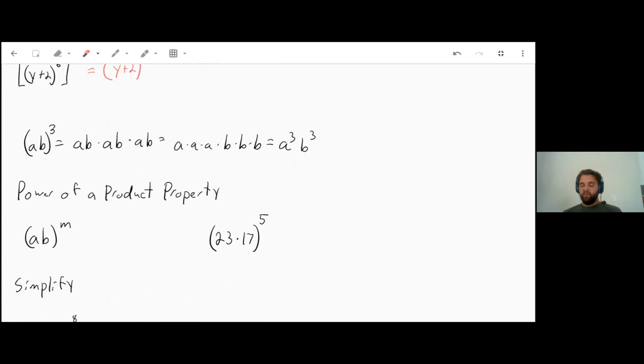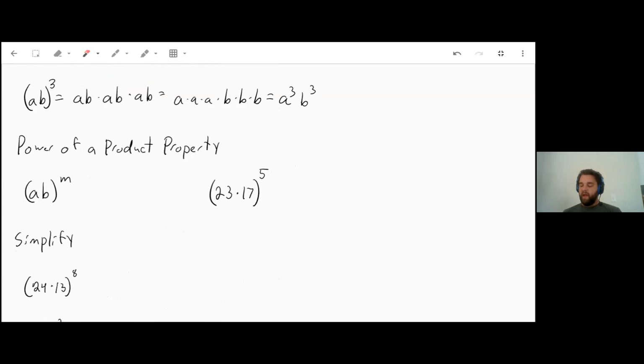The last property we're going to work with is the power of a product property. And this property says that, hey, when you have two numbers multiplied together inside parentheses, and they're being raised to a power on the outside, well, what happens when that happens? So for example, AB to the third is the same as writing it out as AB times AB times AB.